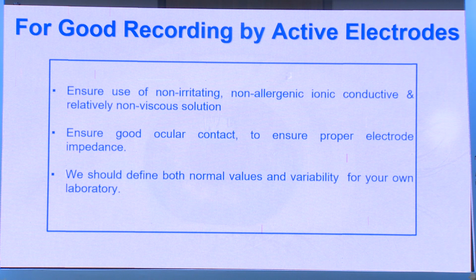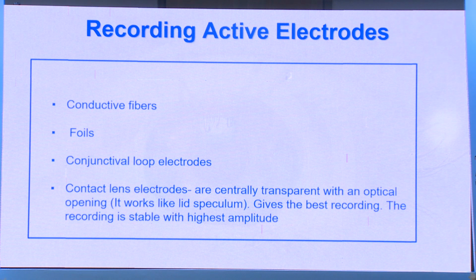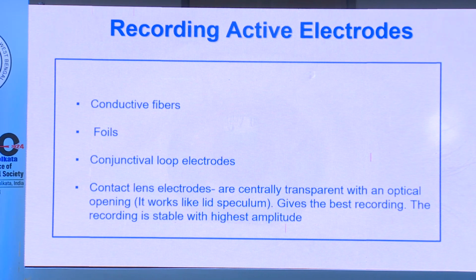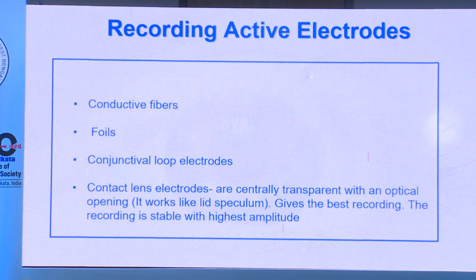For a good recording by an active electrode, one has to ensure the use of non-irritating, non-allergic, ionic, conductive, and a relatively non-viscous solution, a good ocular contact to ensure proper electrode impedance, and we should define both the normal values and variability for our own laboratory. Now, active electrodes basically can be of conductive fibers, foils, conjunctival loop electrodes, and contact lens electrodes. These contact lens electrodes are centrally transparent with an optical opening, just works like a lid speculum, gives the best recording, and the recording is stable even with higher amplitude.